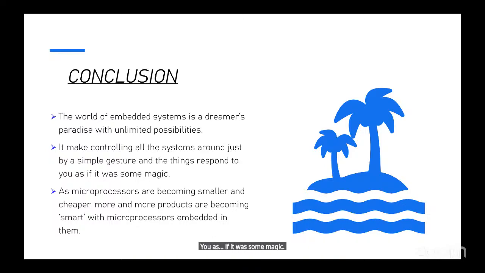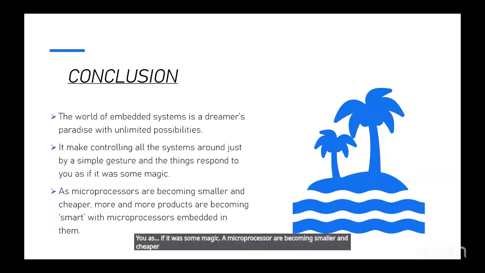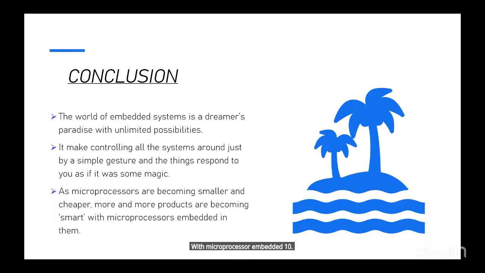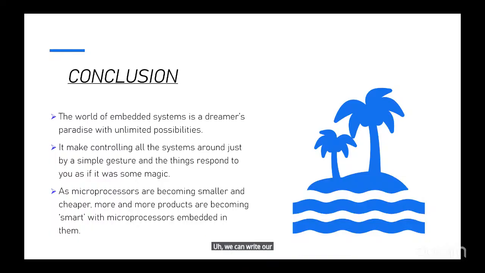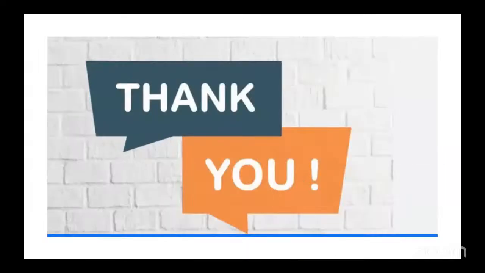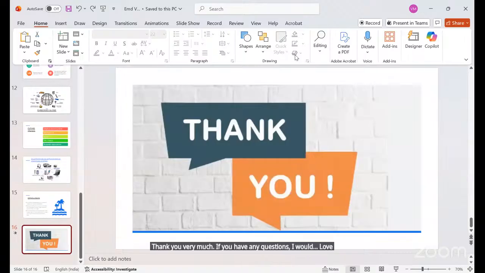Microprocessors are becoming smaller and cheaper. More and more products are becoming smart with microprocessors embedded in them. Now I mostly discussed the microcontroller, but we have the microprocessor also in our embedded world, wherein we can write our own operating system on the processor, and it can be used efficiently on it. So this is all about the things. Thank you very much. If you have any questions, I would love to answer.